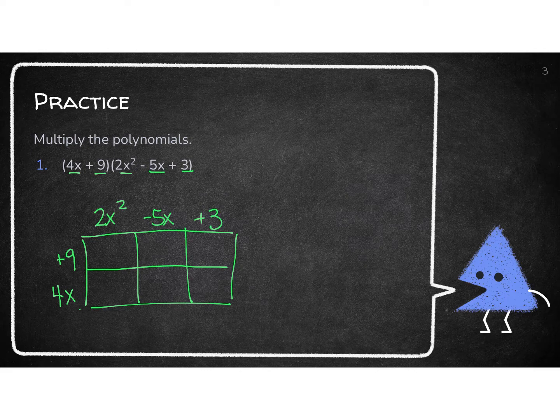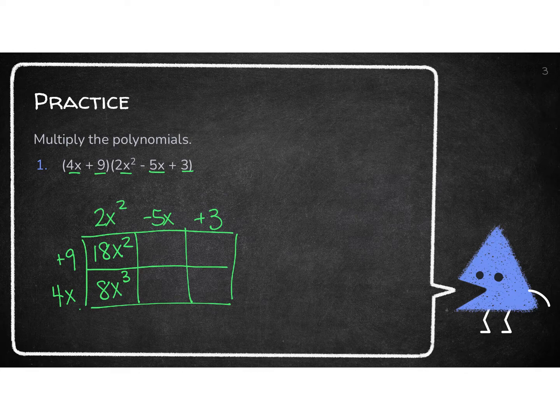So you are going to go ahead and do the same exact thing that you did in the last lesson. You just have to do it a couple more times. So I'm going to do 4x times 2x squared. That's going to give me 8x to the third, because remember, you multiply the big numbers, add the little ones. I have 2x squared times 9x, so I'm going to get 18x squared.